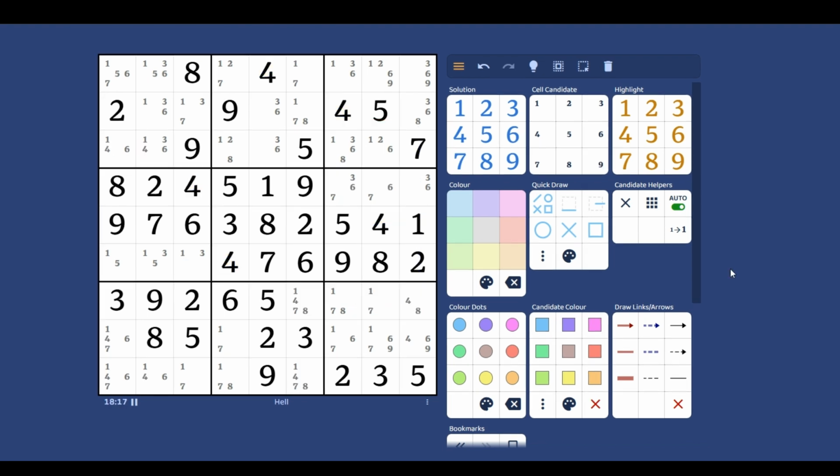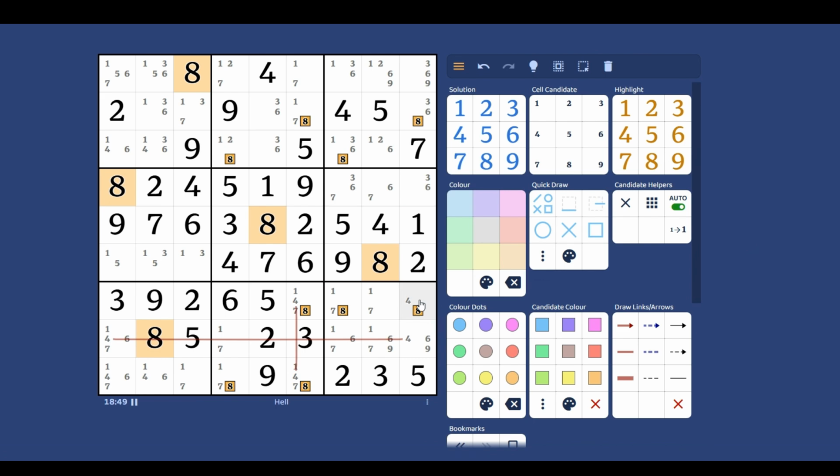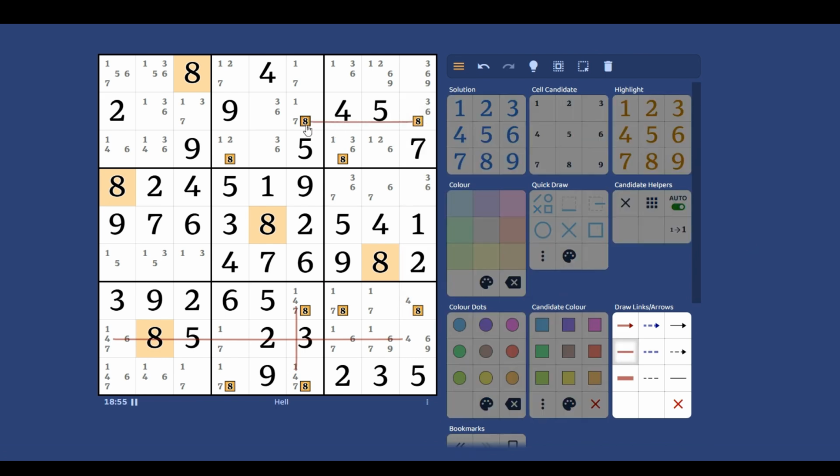So when it comes to spotting these S-wings, we know we're going to have exactly one bi-value cell, so it helps to start with that. So let's take our bi-value cell. In this case, it's this cell with a 4 and an 8. And let's look at both those candidates to see if this cell sees any strong links with those candidates. So starting with a 4, we know this cell sees the strong link between these two 4s in this row and the strong link between these two 4s in this row. And then moving towards the 8, we know this cell sees the strong link between these two 8s in this row and these two 8s in this column.